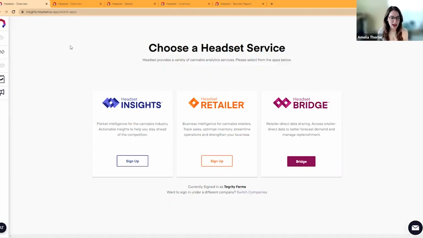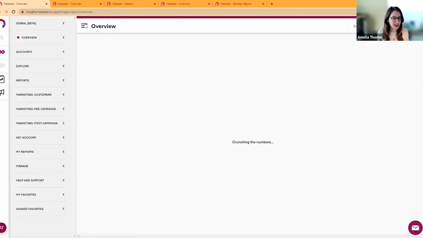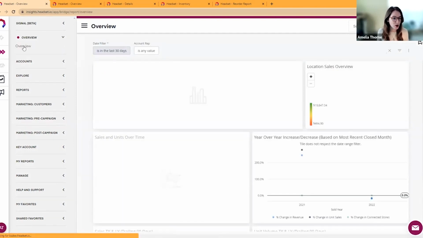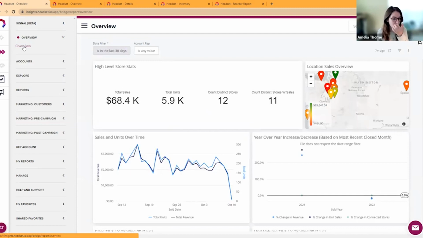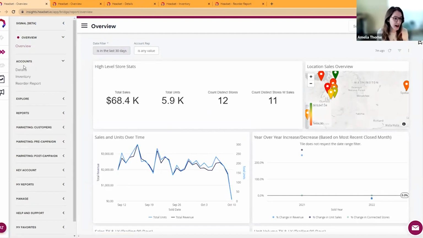When you log into Headset, you're probably going to be taken to this page or the overview page. If you're taken to this one, go ahead and choose Bridge. The couple of dashboards we're going to go through today: one is an overview, and then under accounts, we're going to take a peek at detailed inventory and reorder report.